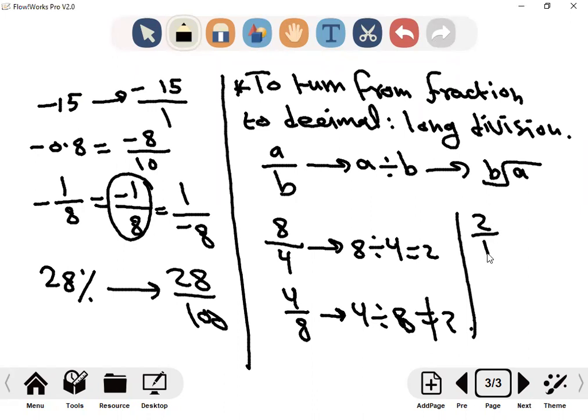Then when I say 2 over 1, how much? It means 2 divided by 1, how much is 2 divided by 1? 2, right? So 2 divided by 1 is 2. Then 1 over 2, be careful.